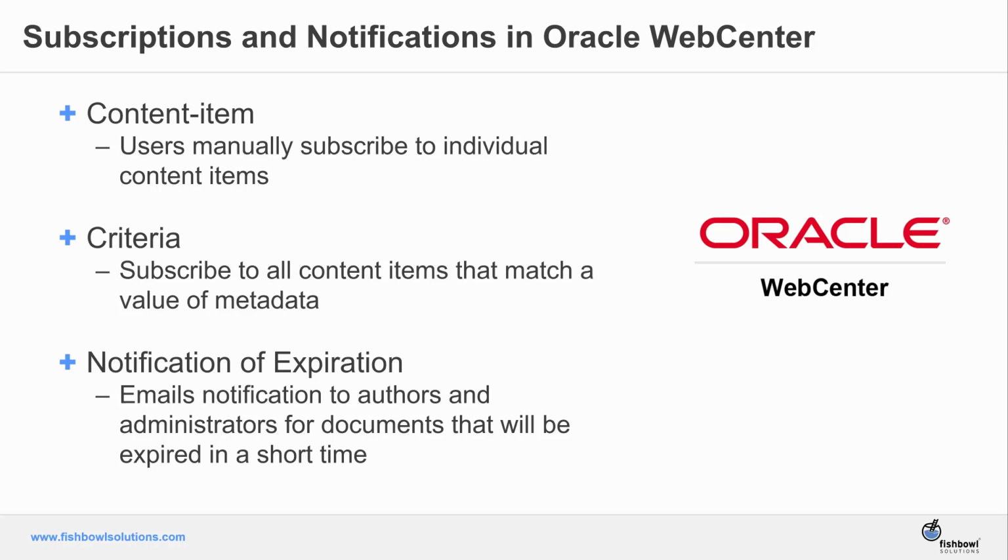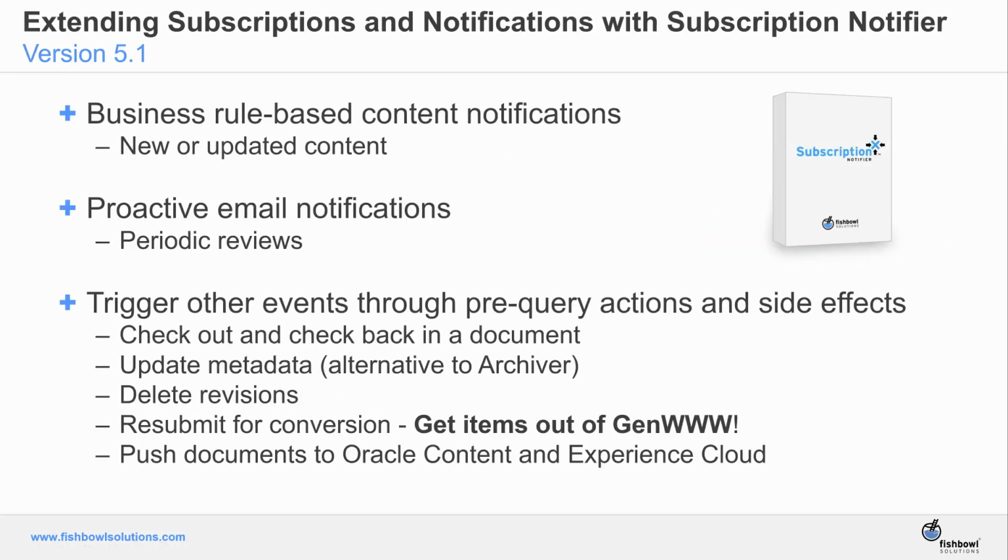And then the notification of expiration is just really that ability to let authors know that content is about to expire. So out of the box, that just gives you the ability to know and have that visibility that this content is about to expire and you should take action. So again, that's all available out of the box. Brent will show you the ways to configure that and how you can take advantage of that. But what we also wanted to help everyone understand is that those capabilities can be extended with Subscription Notifier.